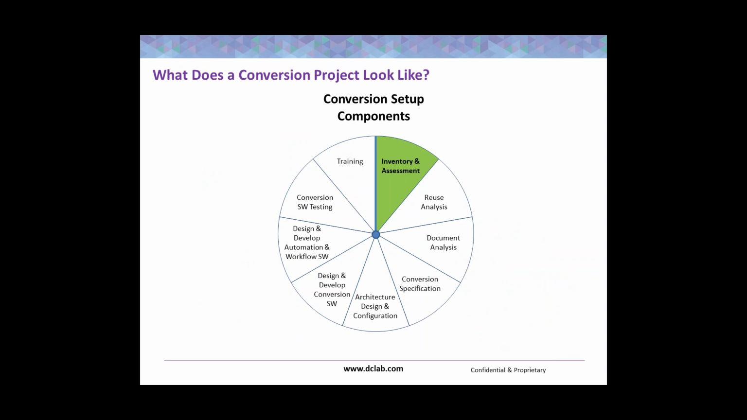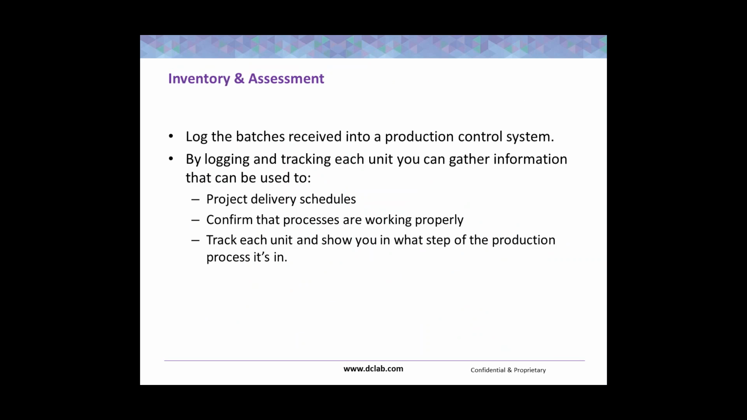So the first step I'm going to cover is inventory and assessment. In a typical project, source data is usually submitted in batches, or even if it's not the case and you get all the data up front, there's still the need to log the data into some sort of a production control system that keeps track of each unit. A unit can be a manual, set of manuals, or anything else that will make tracking the data possible.